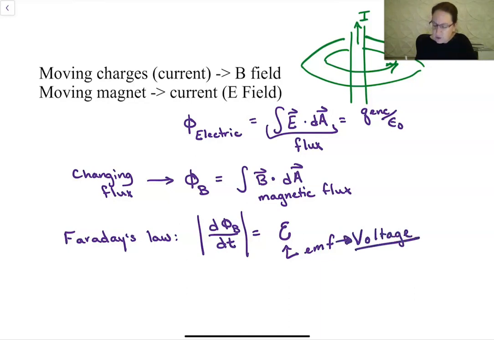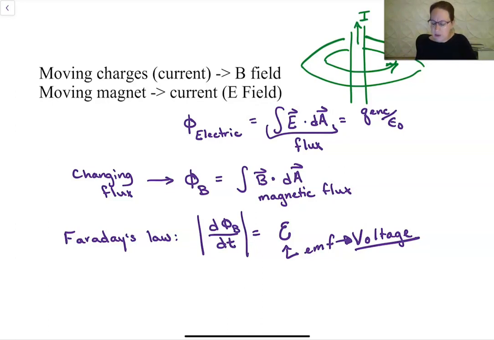So you can write it as a V if you prefer. I'll use the book's notation, which is this curly E for this induced EMF or voltage. But if you'd rather write it as voltage, just like we get for V equals IR, that's fine, a voltage difference. So this means that a changing magnetic flux gives us an EMF.